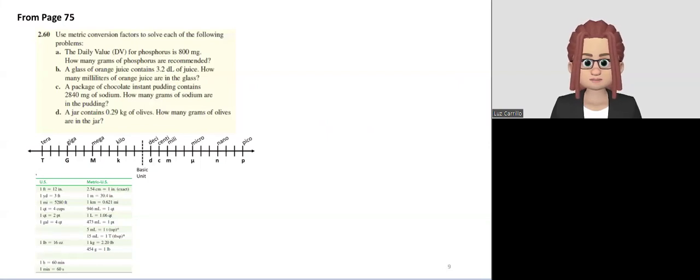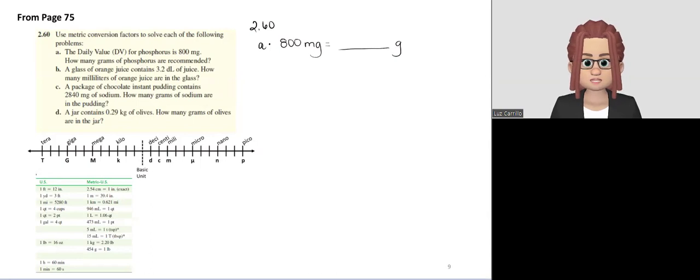On letter A, it states the daily value of phosphorus is 800 milligrams. How many grams of phosphorus are recommended? So for problem 2.60A, the given amount is 800 milligrams. The needed amount, which is what we're trying to calculate, is going to be in units of grams, which the abbreviation for grams is the small letter g.